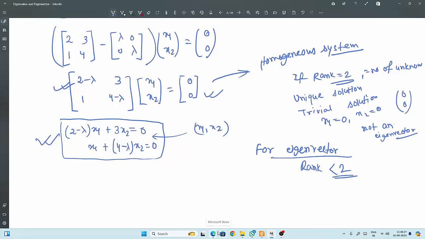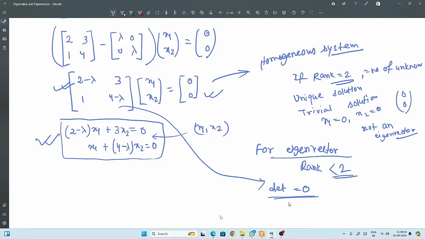2. And if the rank of the left side matrix is less than 2, that means the determinant of this should be non-zero? No. The determinant should be 0. Am I correct? Rank less than 2 means determinant should be 0, right? Now tell me, am I correct or not here? I am claiming that the rank value is less than 2. If the rank is less than 2, can I say that the determinant value is 0?